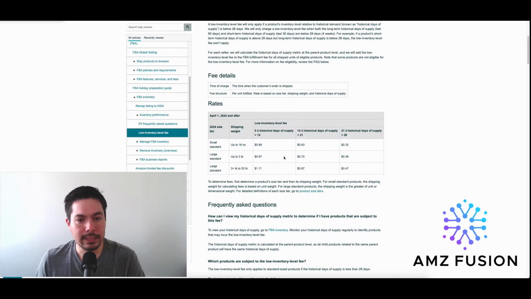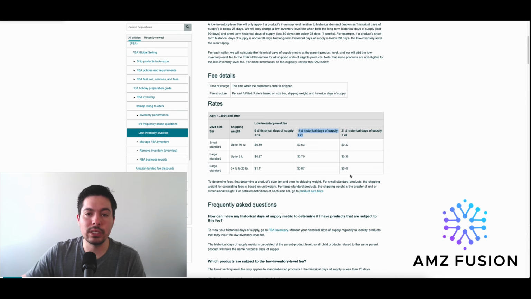So you can see here, if you have less than 14 days, or between 14 and 21 days worth of inventory at Amazon, these are the fees. And if you have from 21 to 28 days, you'll be charged a lesser fee. So Amazon really, really wants you to keep in stock, guys. Now, if it's not profitable, you're not going to restock it. Just take the loss and move on.